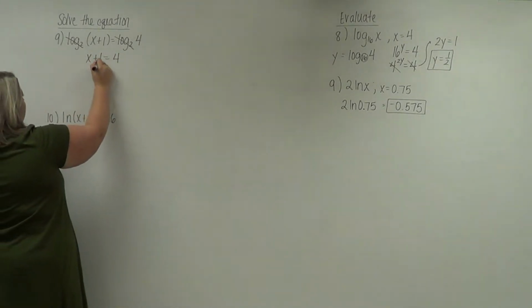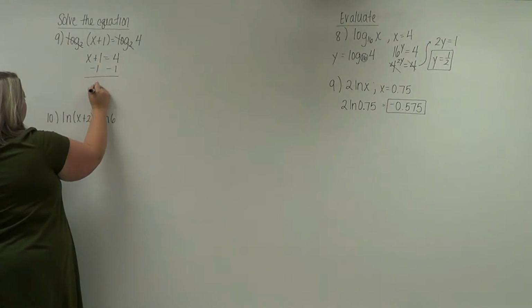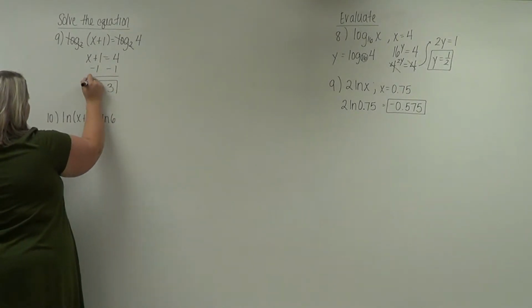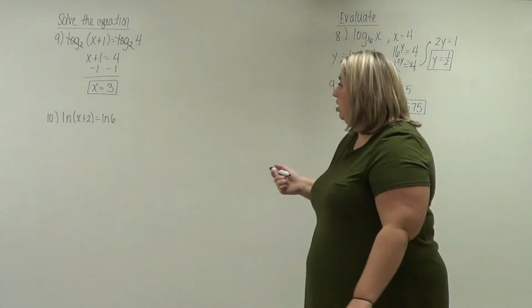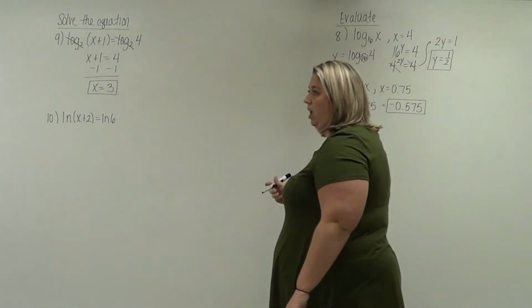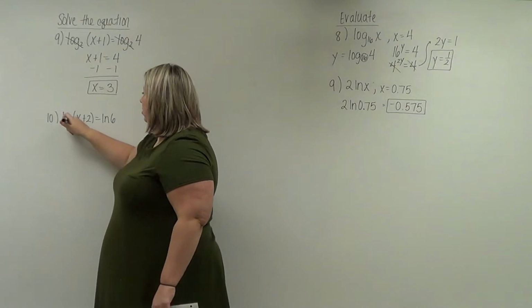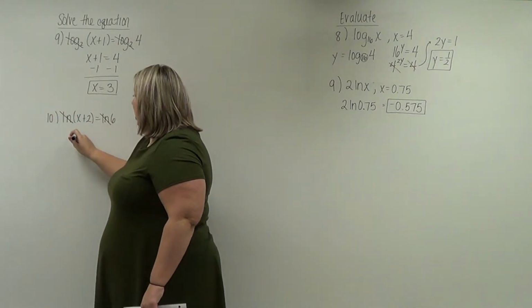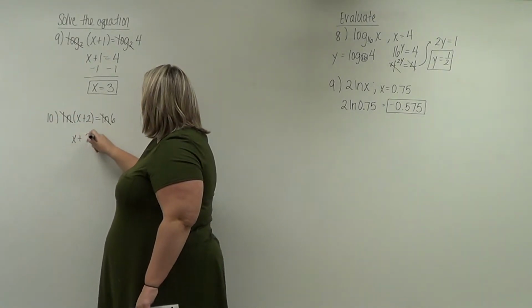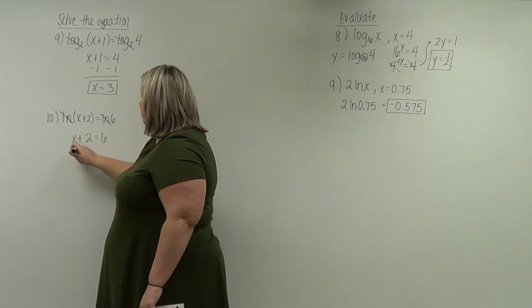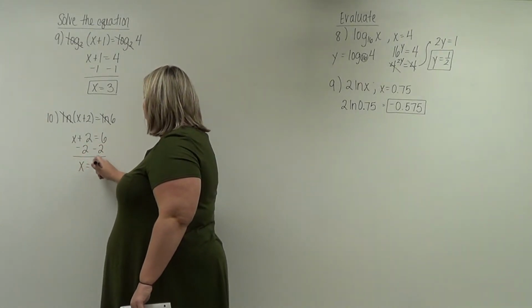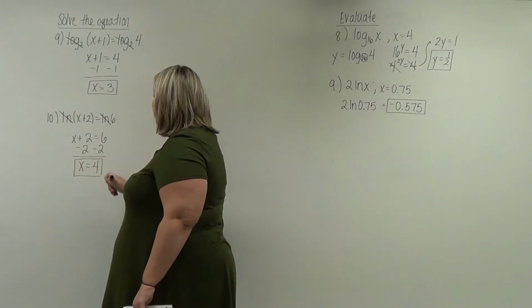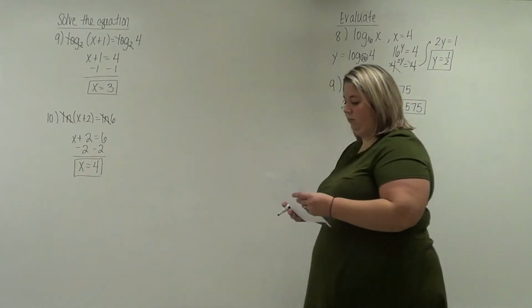So how would I solve this? Well, I would subtract 1, so x equals 3. It doesn't matter if it's a regular log or a natural log. If you get one on both sides, those cancel each other out. So I have x plus 2 equals 6, and then for this one I would subtract 2. So I have x equals 4.